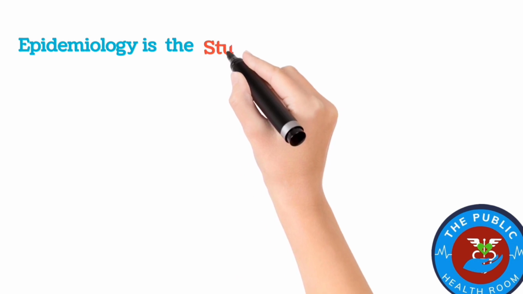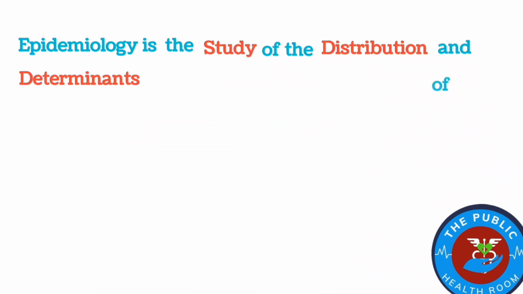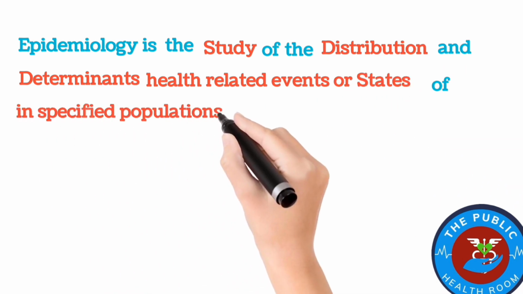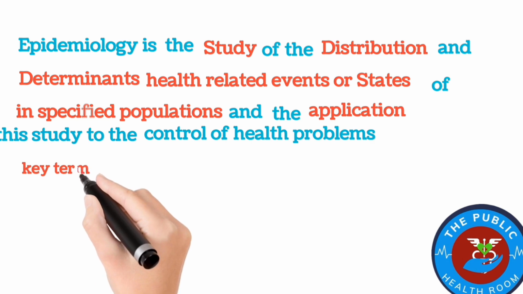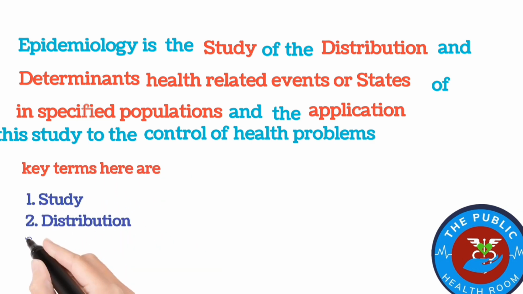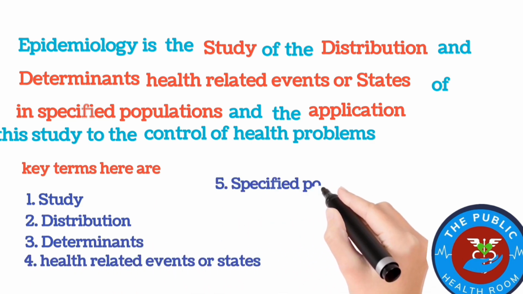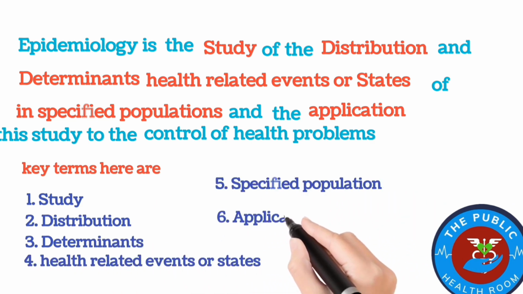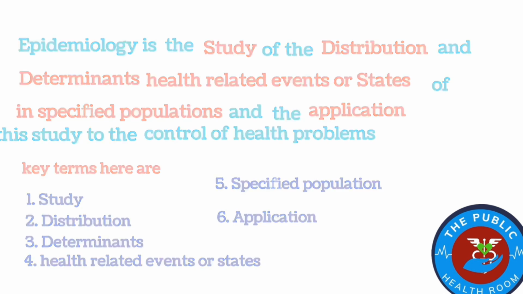In general, epidemiology is a study of the distribution and determinants of health-related states or events in specified populations and the application of this study to the control of health problems. From this definition, there are 6 key terms: study, distribution, determinants, health-related states or events, specified population, and application. Let us see each one by one, as there is a foundation for the definition of epidemiology.